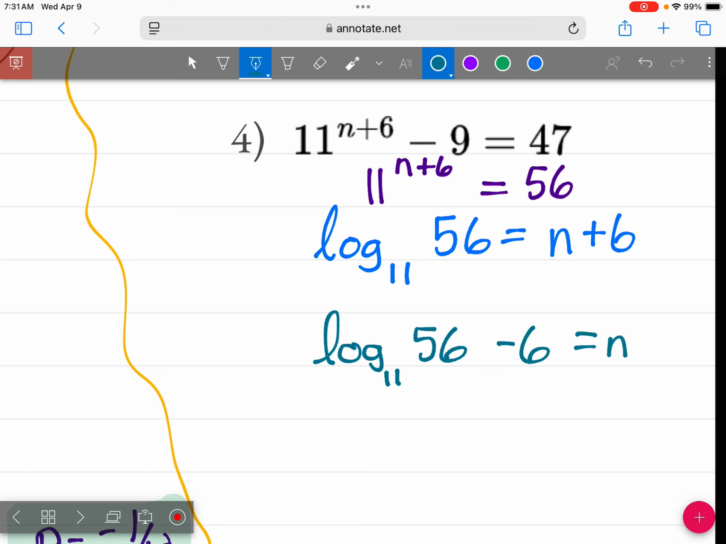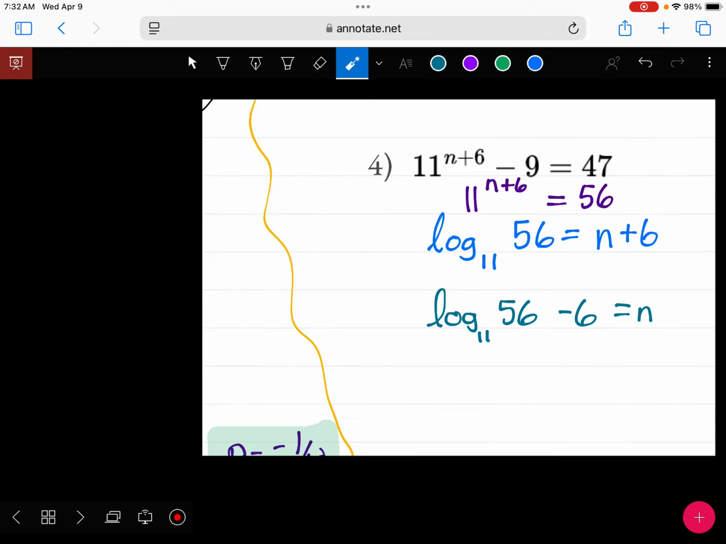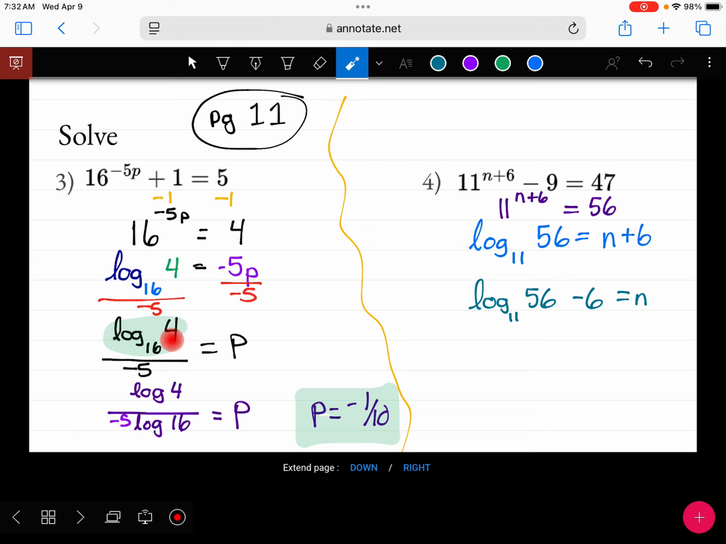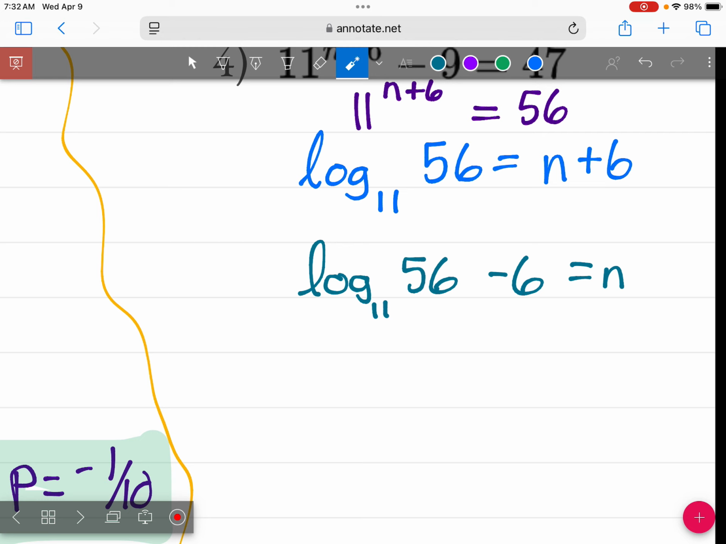Can I subtract the 6 from 56 and have it be log base 11 of 50? No, I cannot. Remember, logs are very much related to exponentials. They are, in fact, the inverse operations. So order of operations wise, it goes with the E in PEMDAS, not the S in PEMDAS. So we have to do this bit before we can do any subtraction. So this guy is separate from our subtraction, just like this guy was separate from our argument over here of 4. I couldn't take this and have it be log base 16 of 4 negative fifths. We have to do the log before we can do anything else.